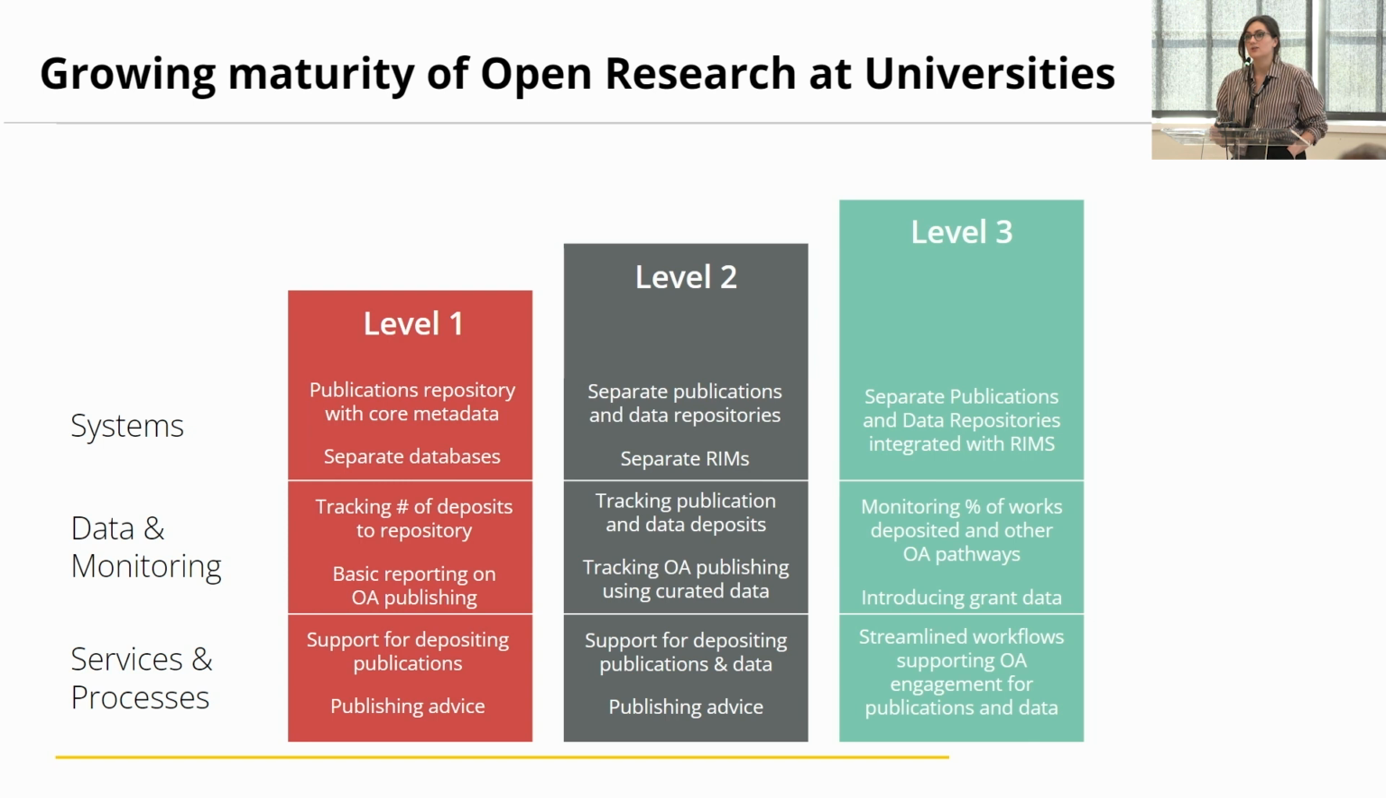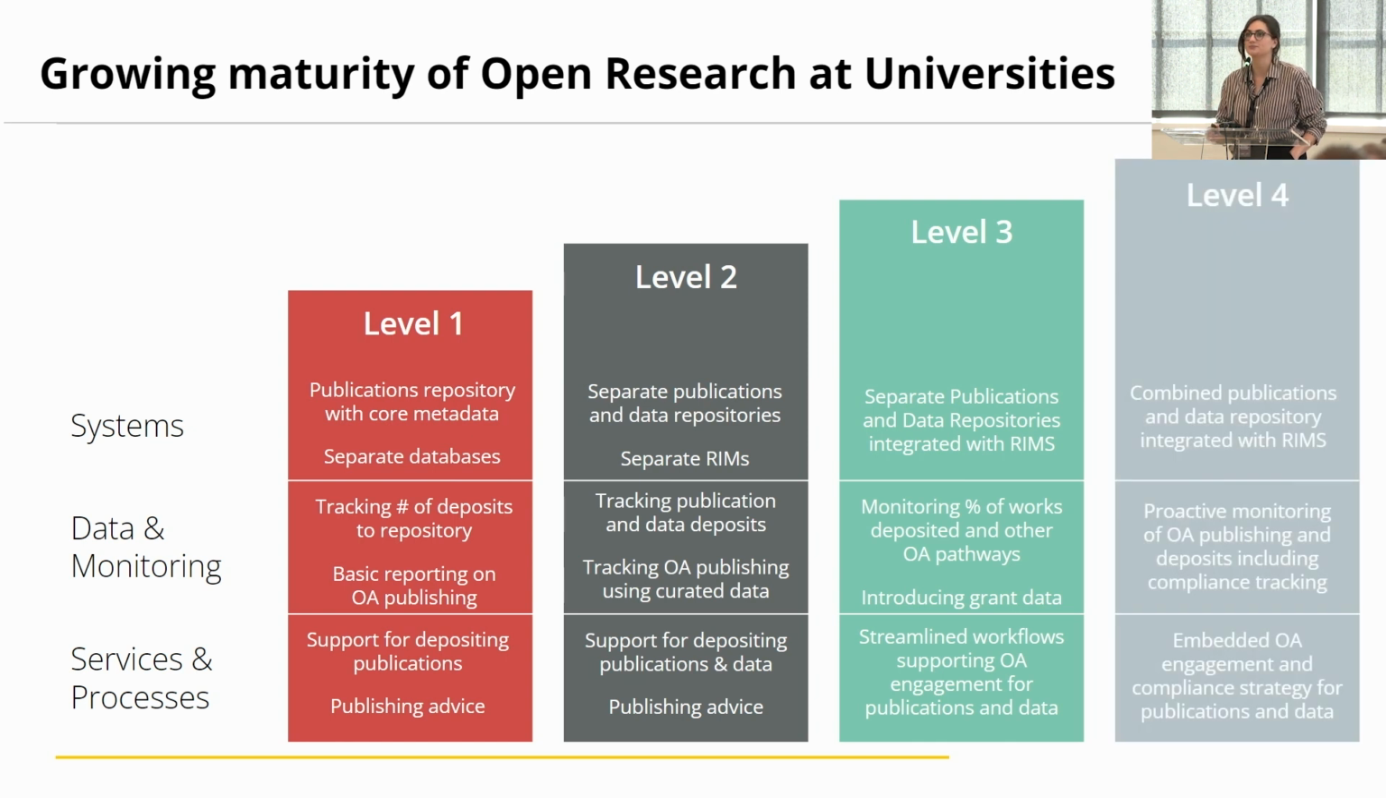Level 3, we're looking at integrating those previously separate publications and data repositories into an Elements system. You might be monitoring now not just the number of deposits, but what percentage of those are deposited open access, either through a green OA route, so an author-deposited copy, or whether it's actually born OA, meaning it was published in an open access journal to start with. We might introduce grant data as well into the mix here, and then we hope to support some streamlined workflows for open access engagement to really convince people that it's a good thing to spend time doing.